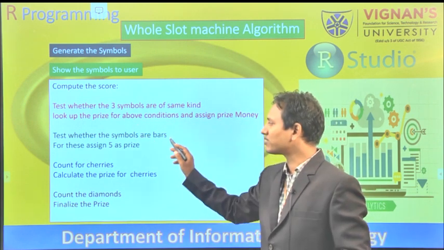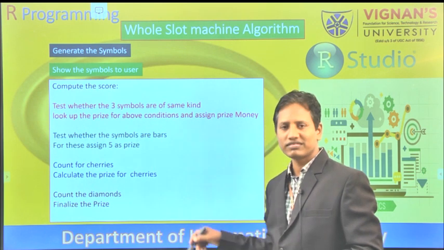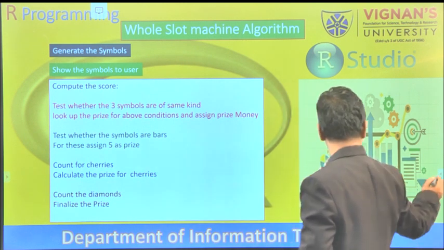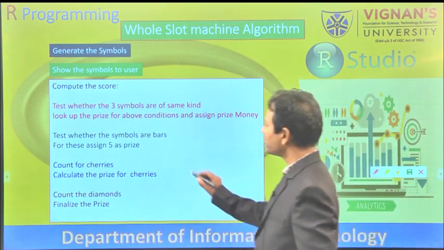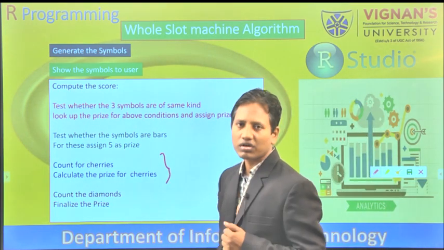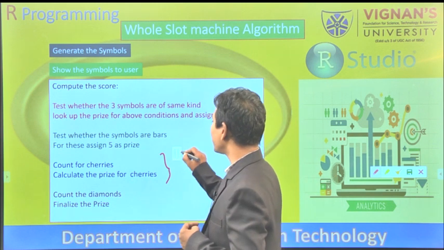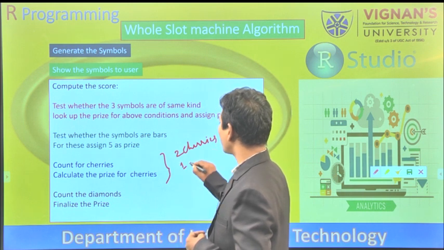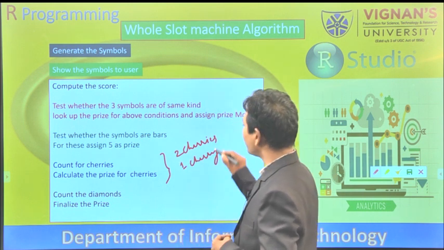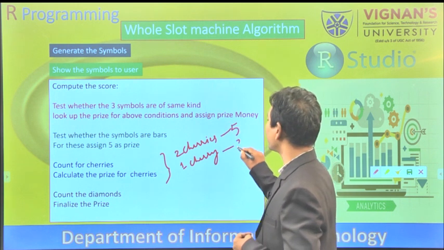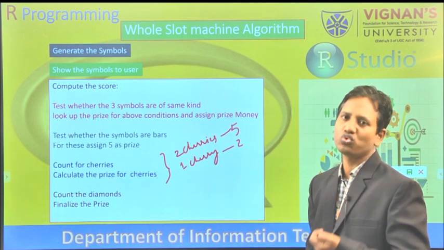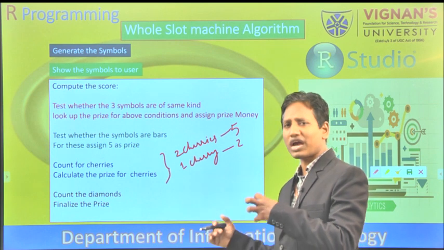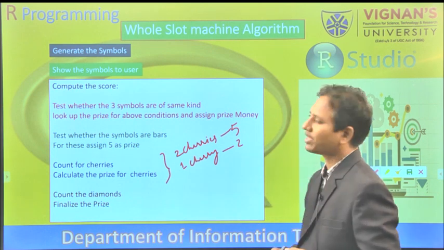Next is test whether the symbols are bars. For this, assign 5 as prize. And count for cherries, calculate the prize for cherries. Again, in this cherries, two possibilities are there. That is, you may get 2 cherries, you may get 1 cherry. If you get 2 cherries, the prize money is 5. If you get 1 cherry, the prize money is going to be 2. So again, the sub conditions, these are all. So this is how you have to write down the algorithm kind of thing.